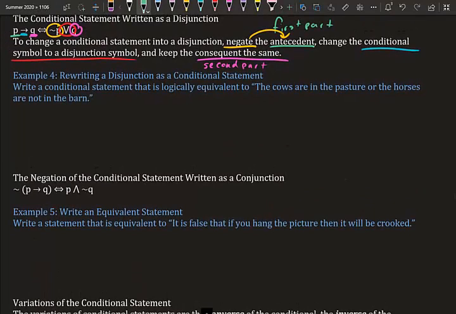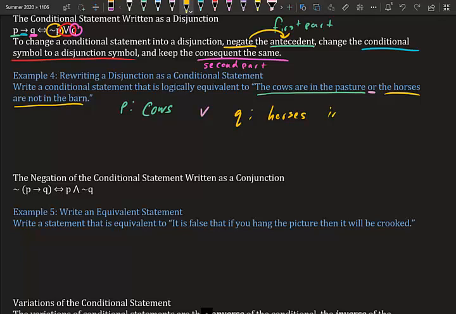Let's break down our P's, Q's, and R's. So our first subject is the cows are in the pasture. So P is, I'm just going to put cows. If I could refer back to this, I know the cows comes from the part, the cows are in the pasture. We have our connective of or. The horses are not in the barn. So that's our Q is horses in barn. So if we wrote this as a statement, we have the cows are in the pasture, P, our connective of or. The horses are not in the barn, so Q, but since we have the word not, we put the little squiggly.